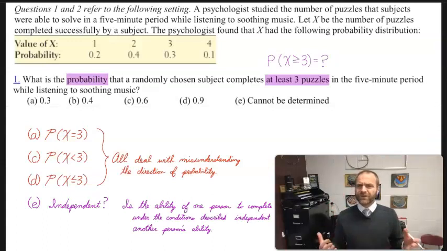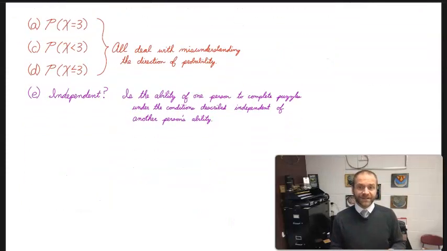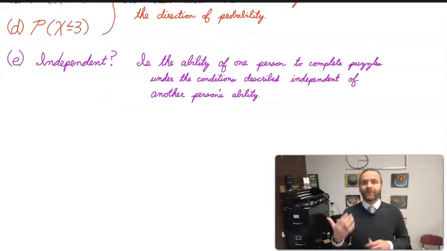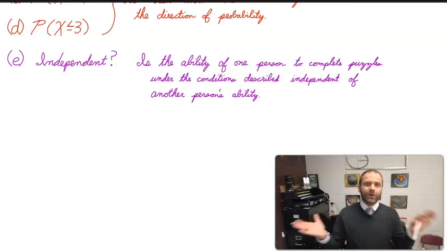And so what about choice E? Cannot be determined. Now that one you have to think about for a moment. That's actually a really good answer. The reason why is that what it's really asking us is, are we dealing with independence? Is the ability of one person to complete a puzzle under the conditions being set going to impact another person completing that puzzle? In this case, no. One person is not going to impact another, so it is independent.